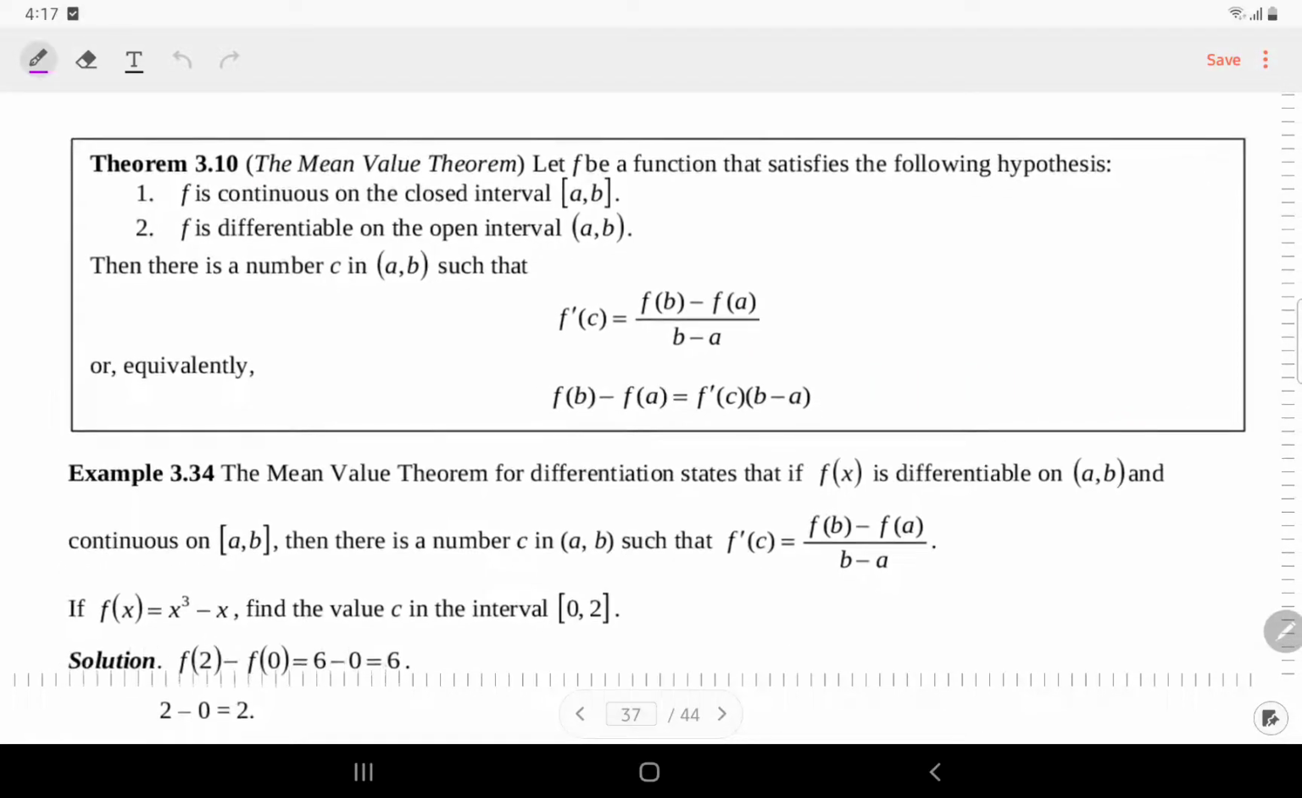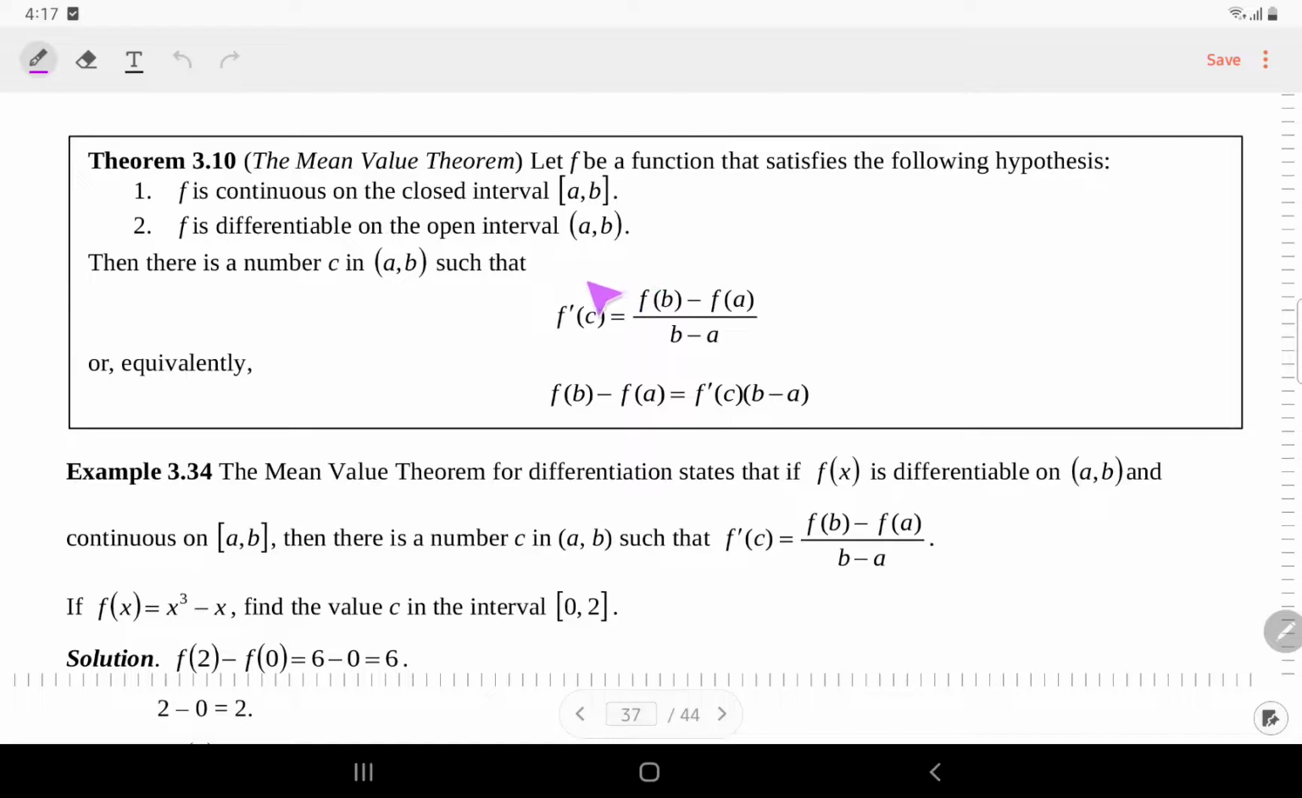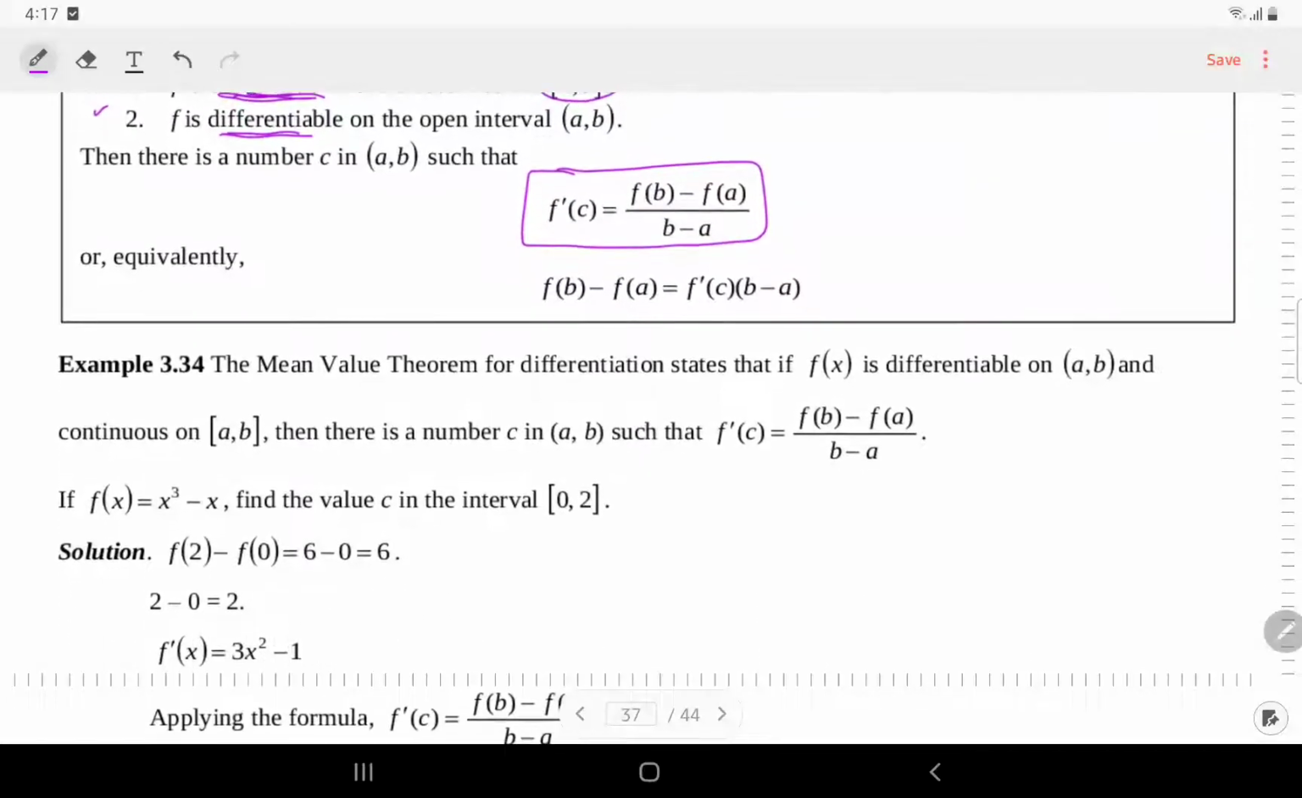Next, kita pergi dekat mean value theorem. Okay, this is the theorem for mean value. Okay, f prime c equals fb minus fa divided by b minus a. So this is the condition for mean value theorem. The first one is the function must be continuous at this interval. And then the function is differentiable. Okay, maksudnya the function can be differentiated.